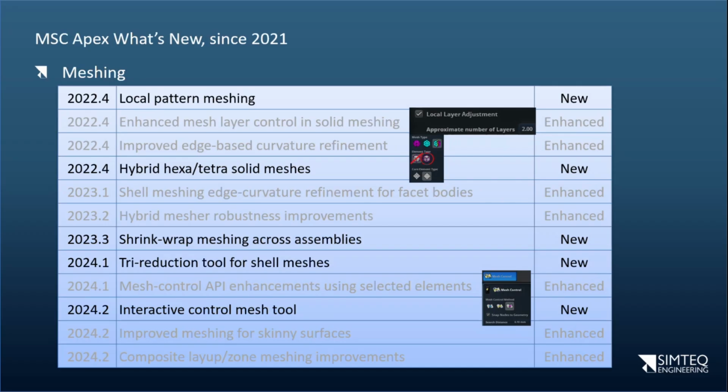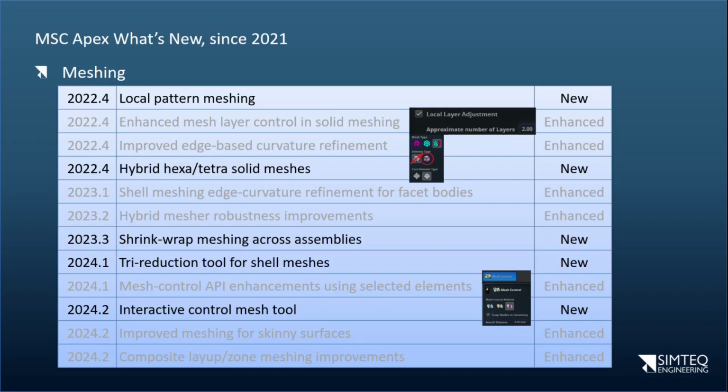And then the tri reduction tool for shell meshes was also introduced in 24.1. The mesh control APIs were also enhanced for using selected elements. So this gives people creating scripts the ability to have you select elements and then provide the script access to mesh control tools that you would otherwise need to use manually.